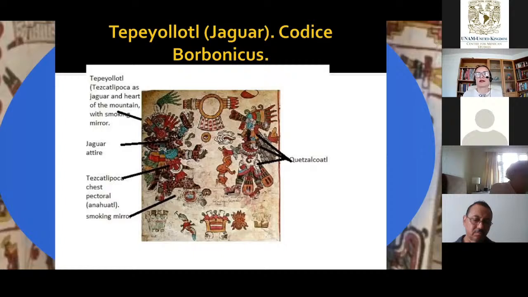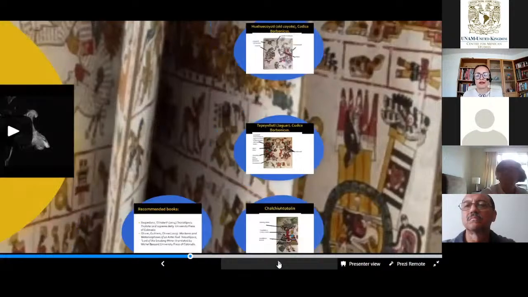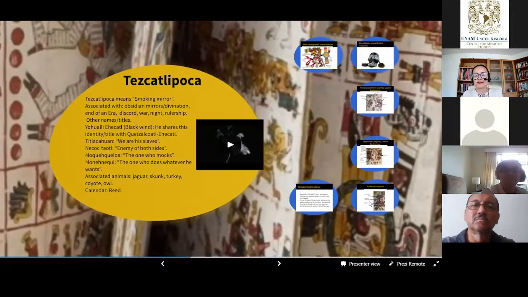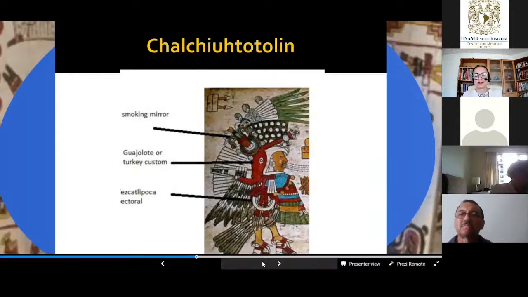So where does the jaguar live? Obviously, in the mountain. So he is in charge of protecting the mountain. It's related to the spirits or the essence that live in that mountain, and that's the reason he could have those elements. And he's also related to the turkey. Here we have it as an ixiptla, a representative of this god. And here we have the smoking mirror as well, and the same pectoral. So we know that this bird is related to the gods.